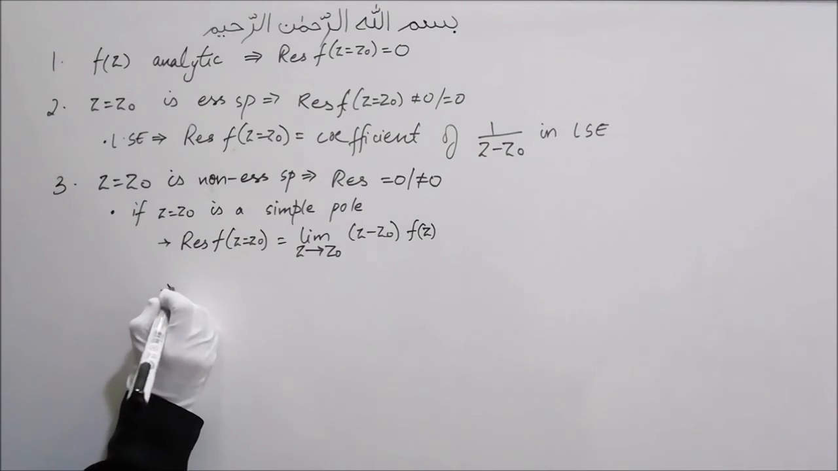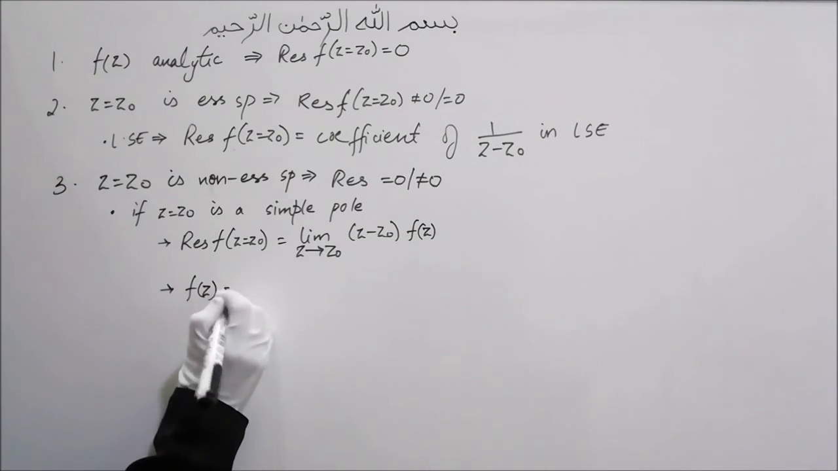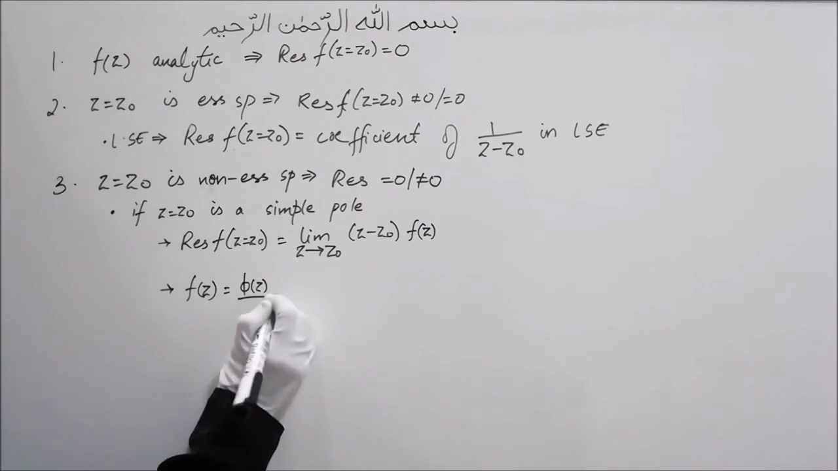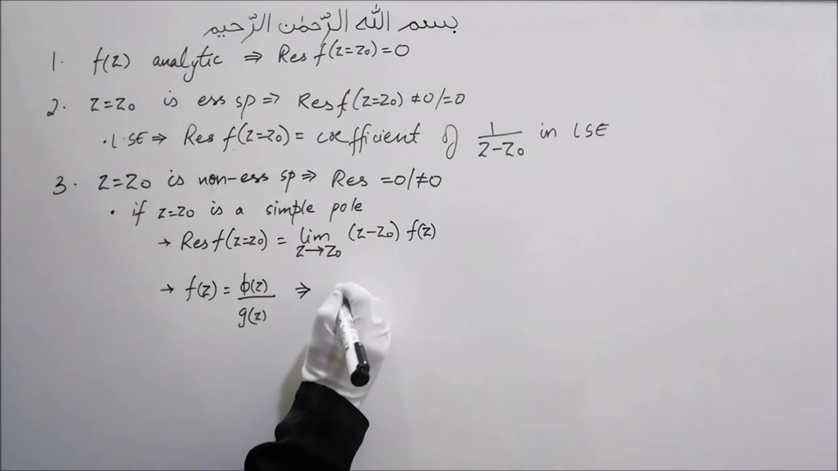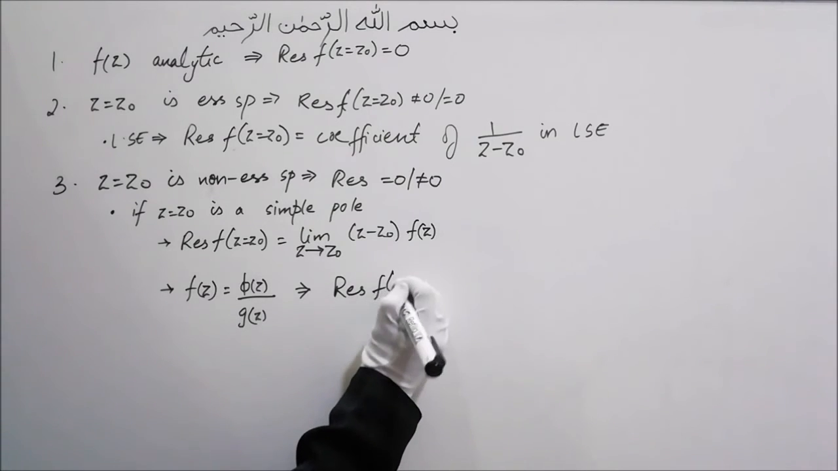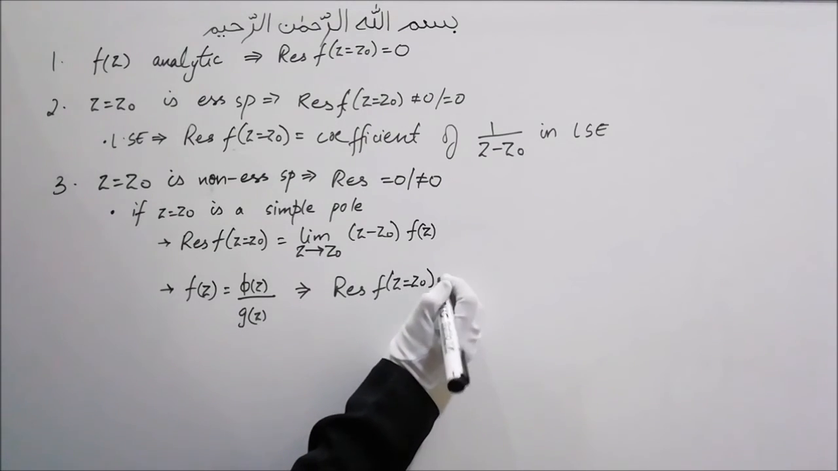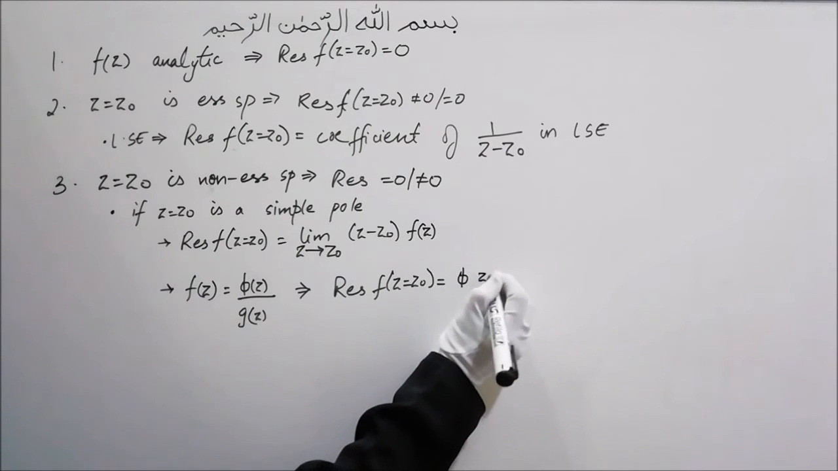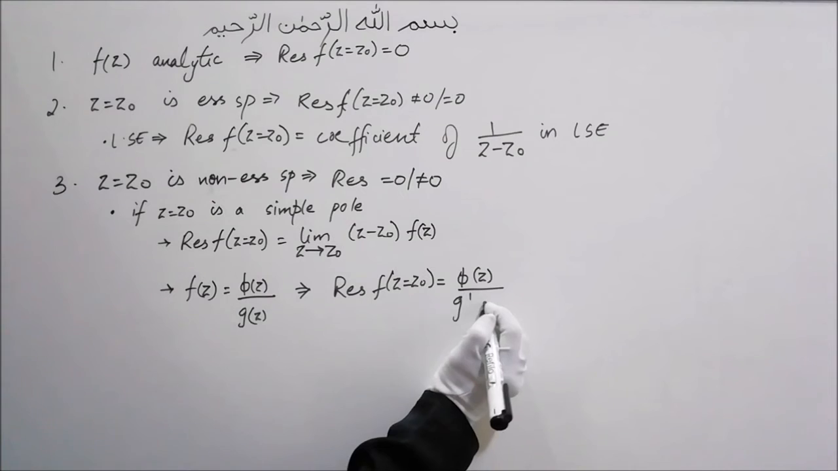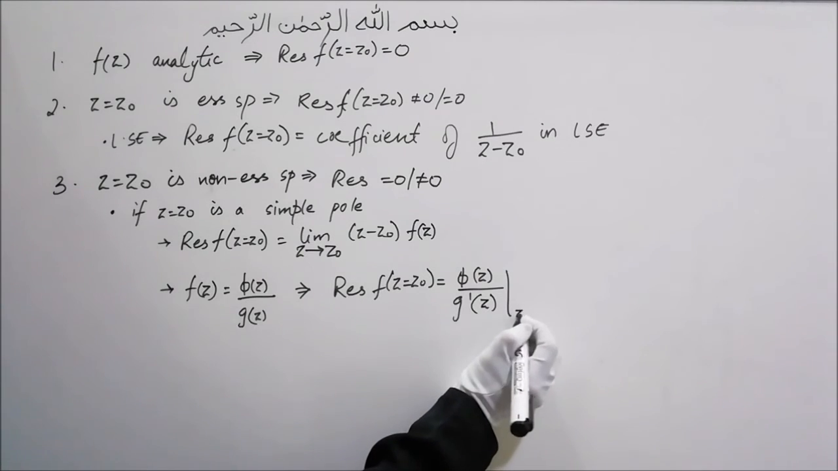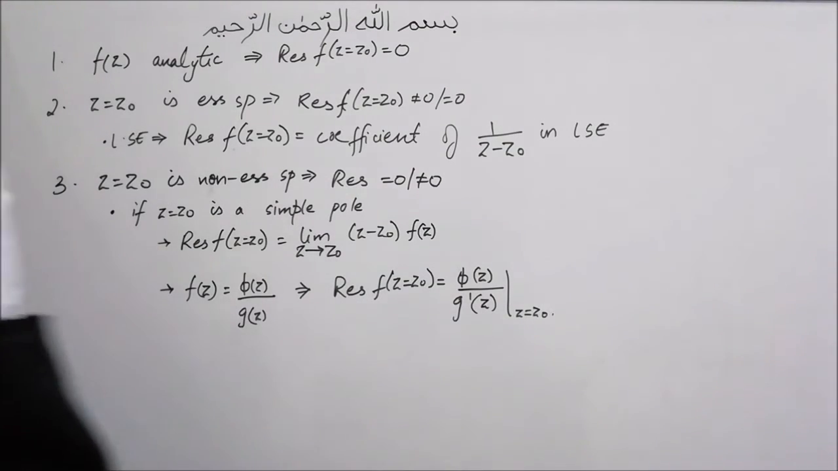And the second method is, if our function f of z is of the form phi of z upon g of z, then the residue of the function at z equals to z naught will be phi of z divided by the differentiation of the denominator, g dash of z, at the point z equals to z naught.